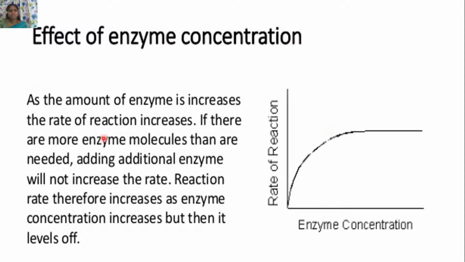As the amount of enzyme increases, the rate of the reaction also increases, as long as there are more substrate molecules that are needed. Otherwise, adding additional enzyme will not increase the reaction rate. Therefore, the rate increases with enzyme concentration, but then it levels off when you limit the substrate concentration. Then the graph appears like this. If you have a limited amount of substrate and go on increasing the enzyme concentration, there is no sharp increase in the rate of the reaction, because until the enzyme gets completely saturated the reaction rate increases, and after that it becomes constant.